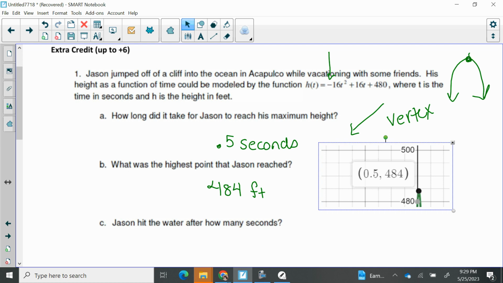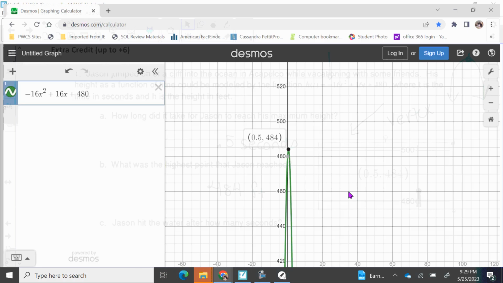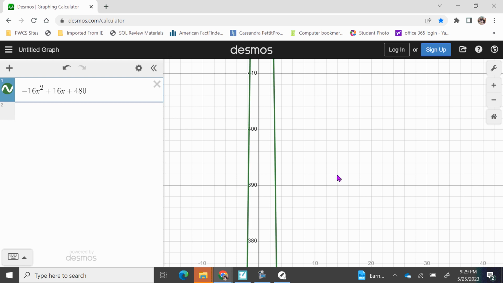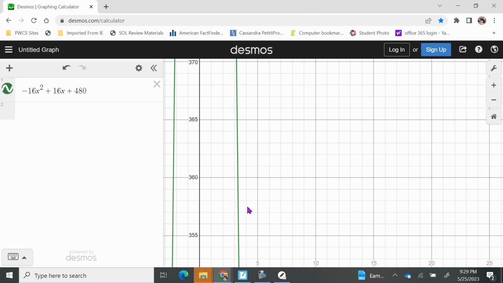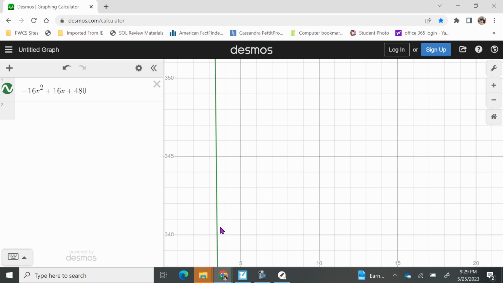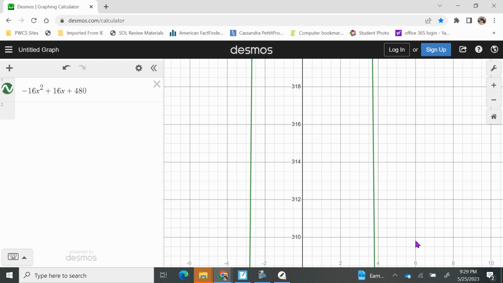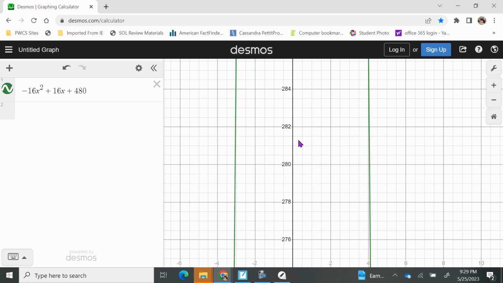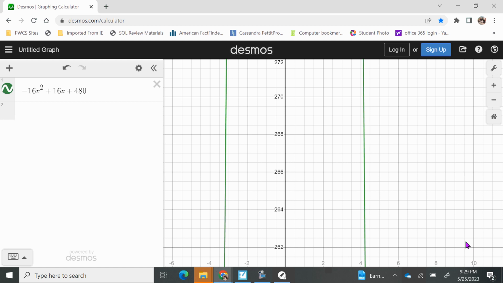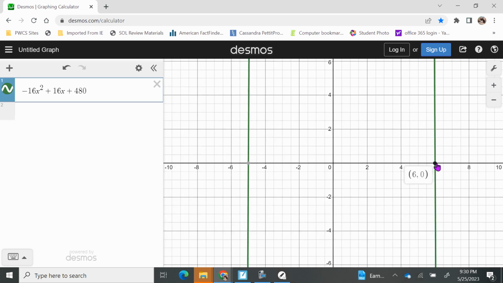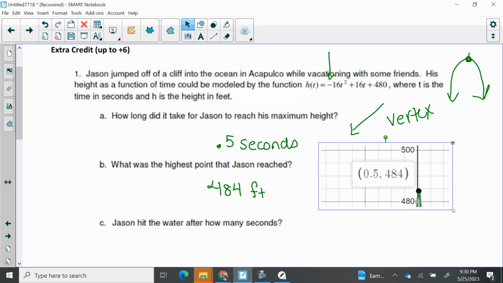Then Jason hit the water after how many seconds? Well, I don't know. Let's find out. I'm going to keep zooming in here. I keep moving this because we want to find when it hits the water, the height is 0. So that gives us our x-intercept, right? So I'm going to keep going down. Sorry, guys. Let's just go back home here. There we go. So it hits 0 after 6 seconds. So that is the x-intercept. So that's where it hits the ground. So that would be 6 seconds.